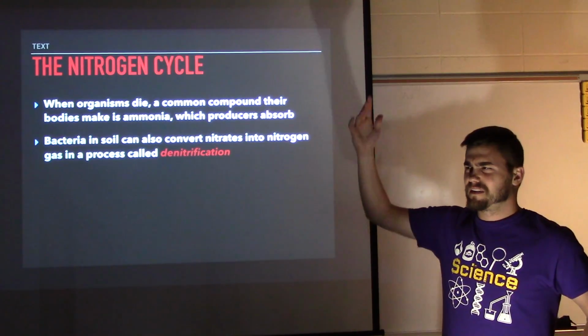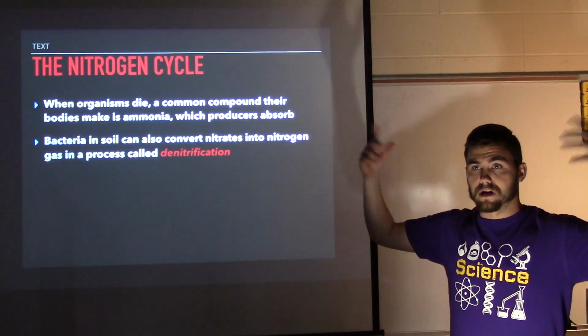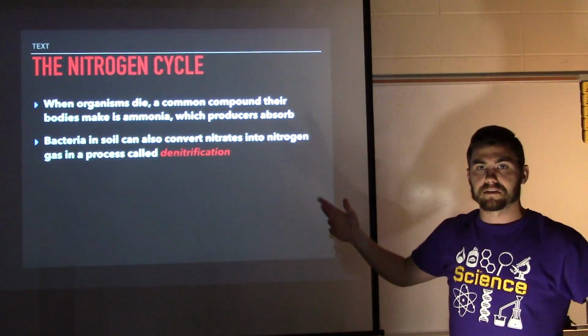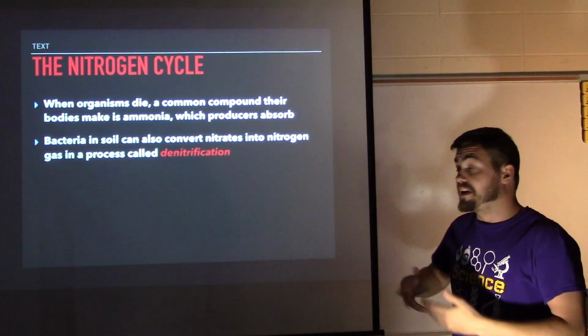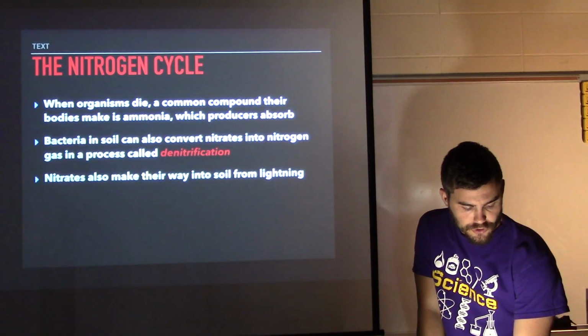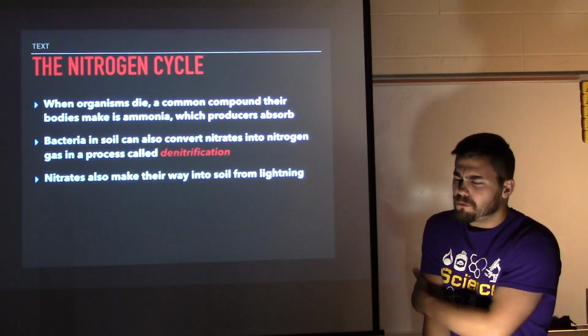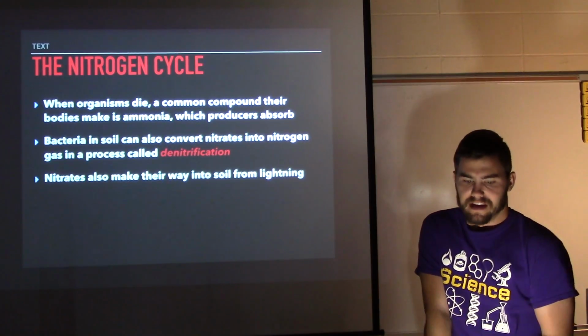Volcanoes, when they erupt, don't spew any nitrogen gas. When organisms respirate, or when trees respirate, which means just to give off gases, they don't release nitrogen gas. So this denitrification process is really crucial. And then, weirdly, nitrates also make their way into soil from lightning.